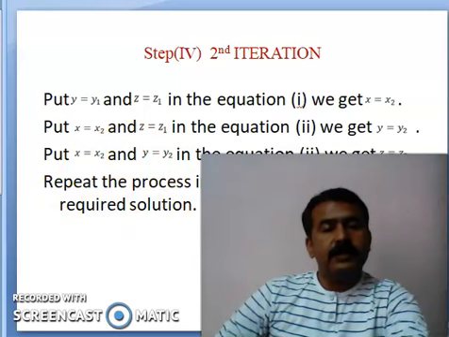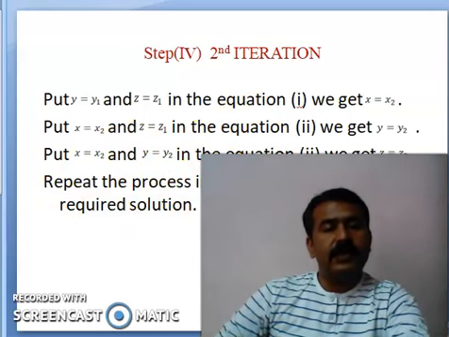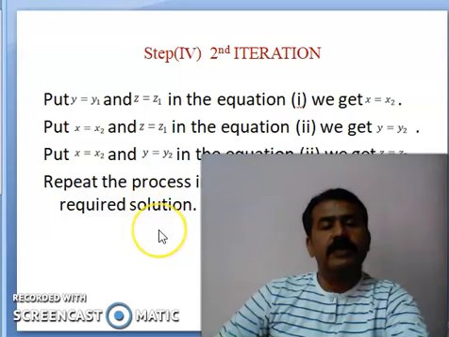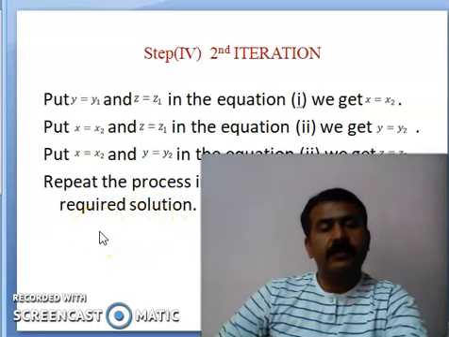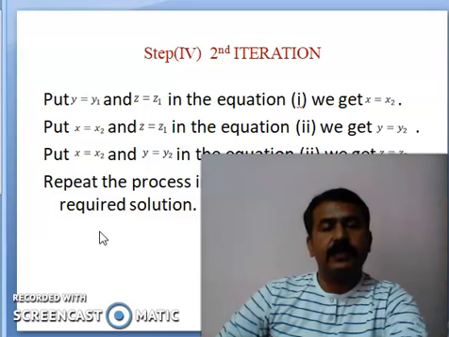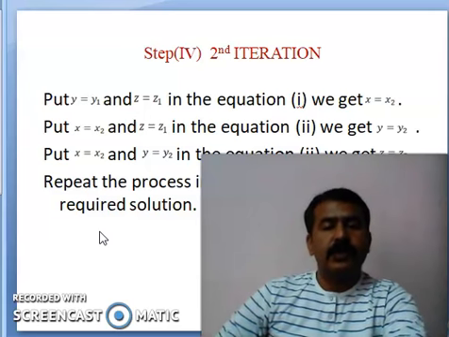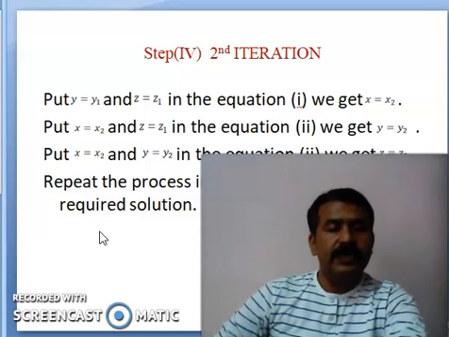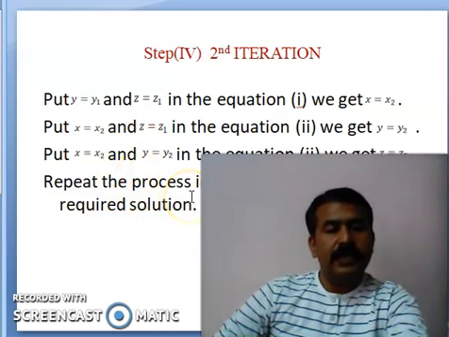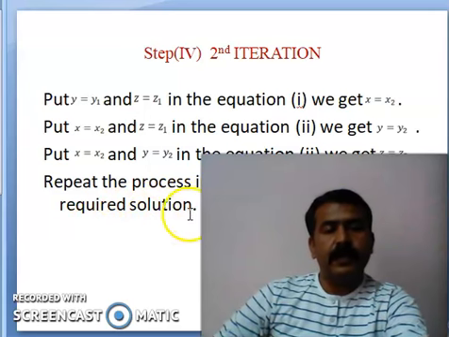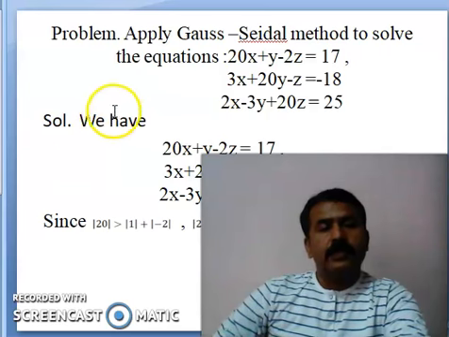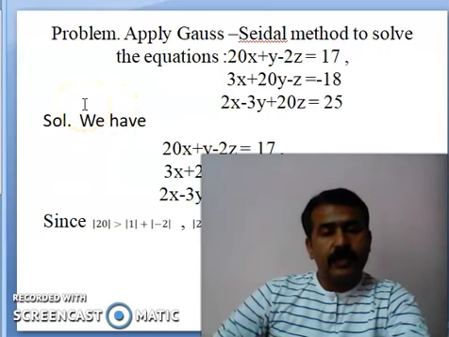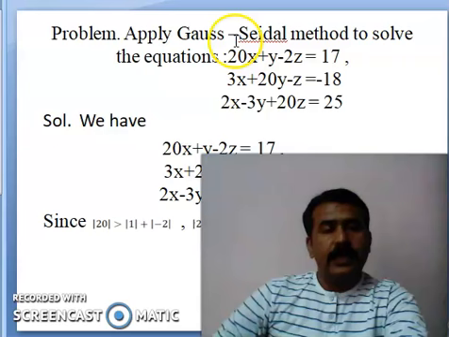Repeat the process in the same fashion until the required condition is met. What is the required condition? Whatever is given in the question, an approximation up to 3 digits or up to 4 digits. So repeat this process until the required condition of the solution of the equations is satisfied. Now apply this Guru Mantra in this problem.